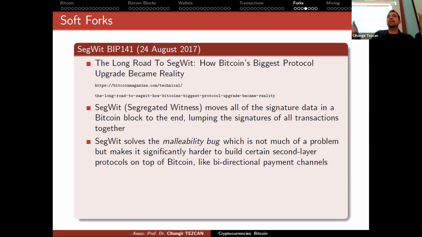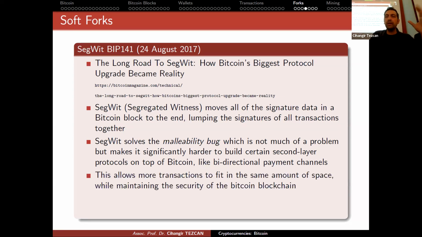So those transactions for a full node will look like the same because they will mean the same thing. But light nodes wouldn't understand if they see a transaction that is modified like this. So this is why they wanted to solve this problem, and this is why they wanted to remove the signature from inside the hash and move it out. So this allows more transactions to fit in the same amount of space while maintaining the security of the Bitcoin blockchain. SegWit increases 1 megabyte block size virtually to 4 megabytes.